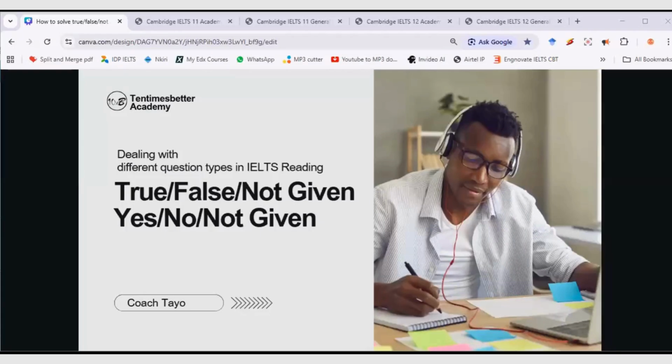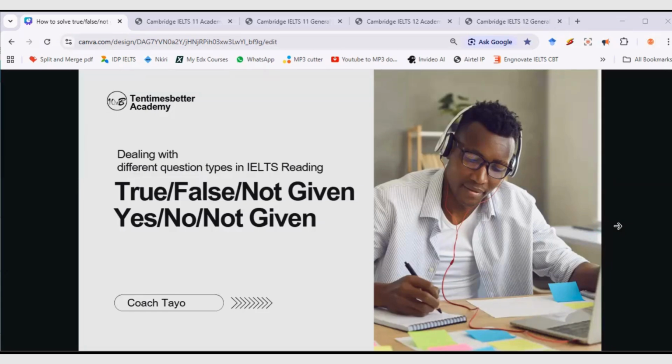How to solve true, false, not given and yes, no, not given questions in IELTS reading. That's what we want to deal with in this class. We have already laid the foundation and explained that IELTS reading involves solving 40 questions, and you have 1 hour to do that. We said that we have different question types: gap filling questions, multiple choice questions, true, false, not given, yes, no, not given questions, and then we have matching questions.